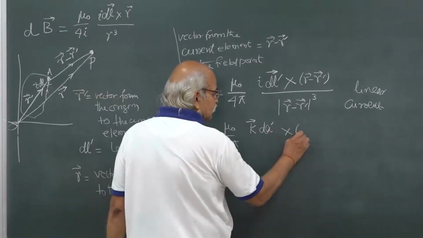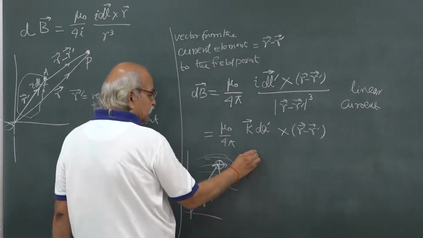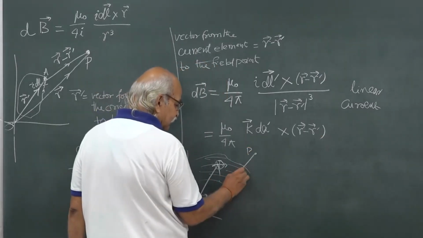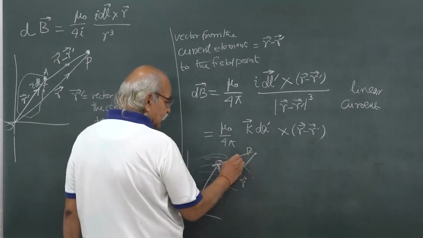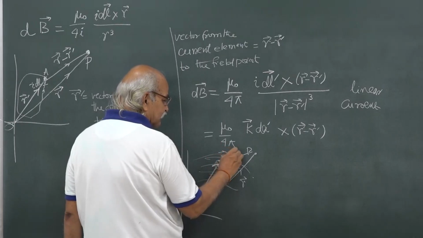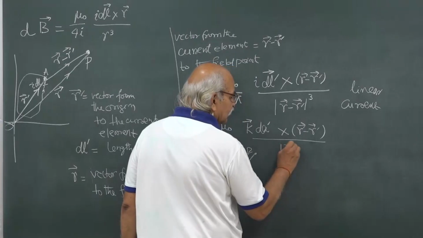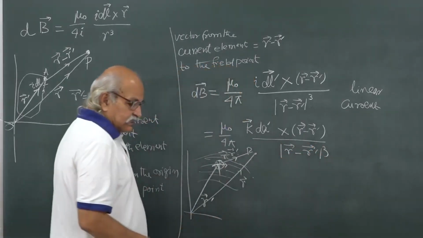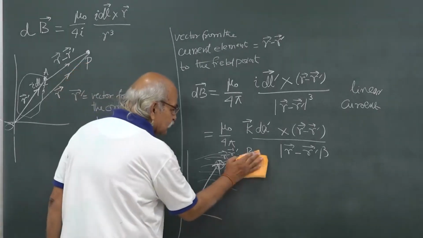That is it, cross r vector minus r prime vector. You need this magnetic field here, and this vector is r vector, and this vector is r vector minus r prime vector. The remaining geometry is the same, divided by mod of r minus r prime cubed. This is if it is a surface current.